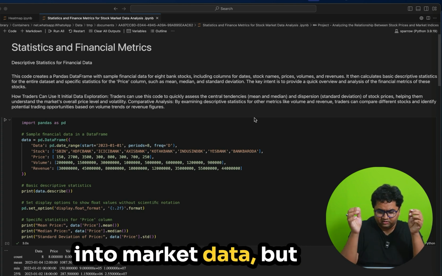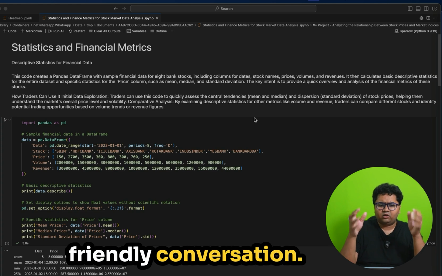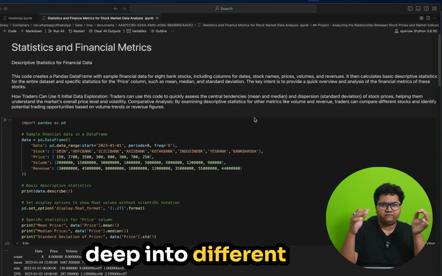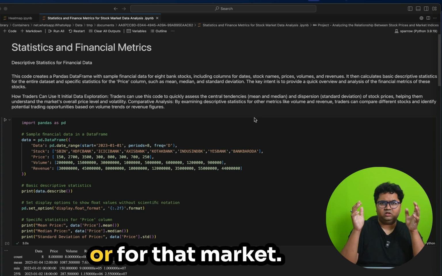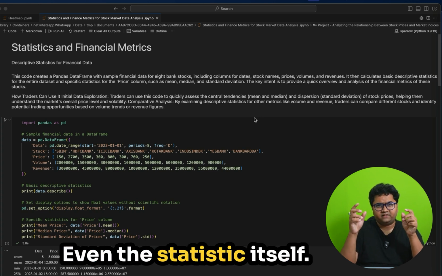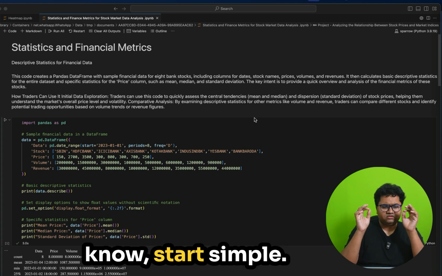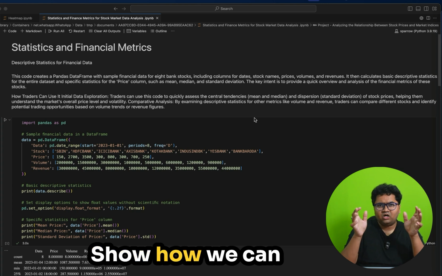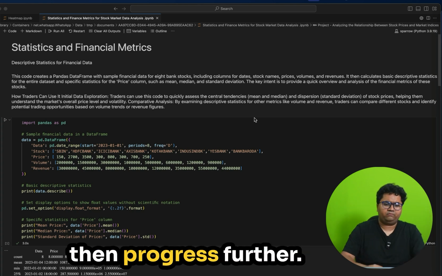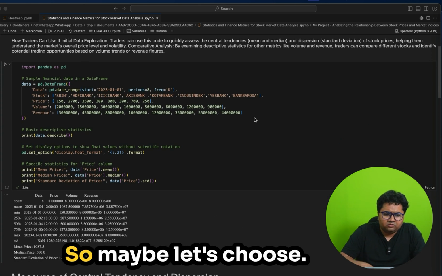into market data. Now this is a very beginner friendly conversation, so I'm not getting deep into different statistical techniques or for that matter even the statistics itself or financial metrics. The idea is just to start simple, show how we can build a simulation and then progress further. So maybe let's choose.